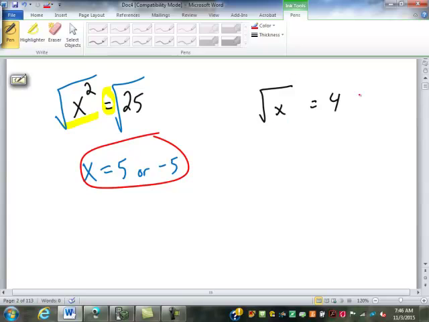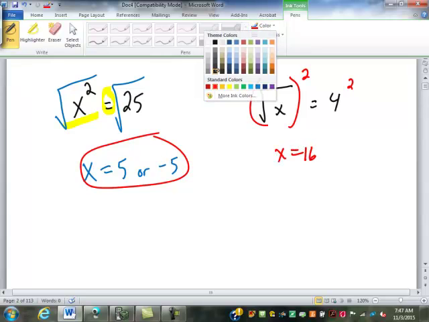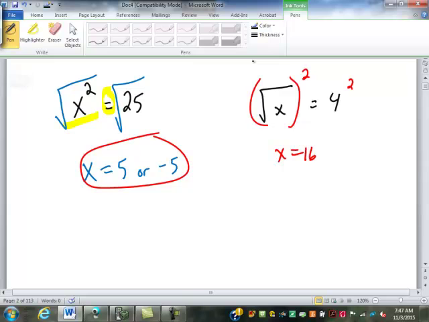So how about here? Square root of x equals 4. The variable is square rooted to build this equation. So to get rid of it, we're going to square it. So x equals 16. Not so bad.